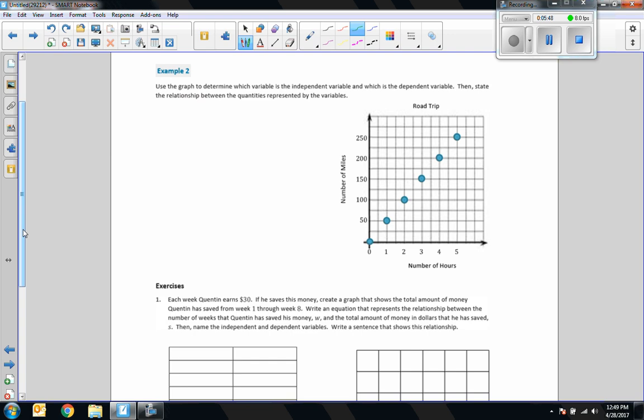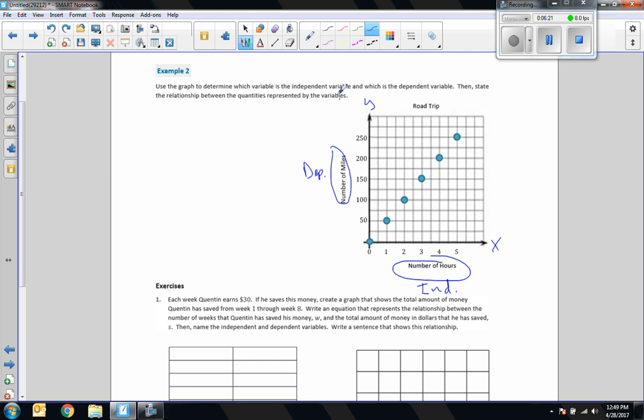the independent variable and which is the dependent variable. Okay, remember I told you that the independent variable is our x-axis, this is our x-axis, this is our y-axis. So number of hours is independent, and the number of miles is dependent. Number of miles depends on how many hours we were on our road trip. Okay, so now that I've done that, it says then state the relationship between the quantities represented by the variable.